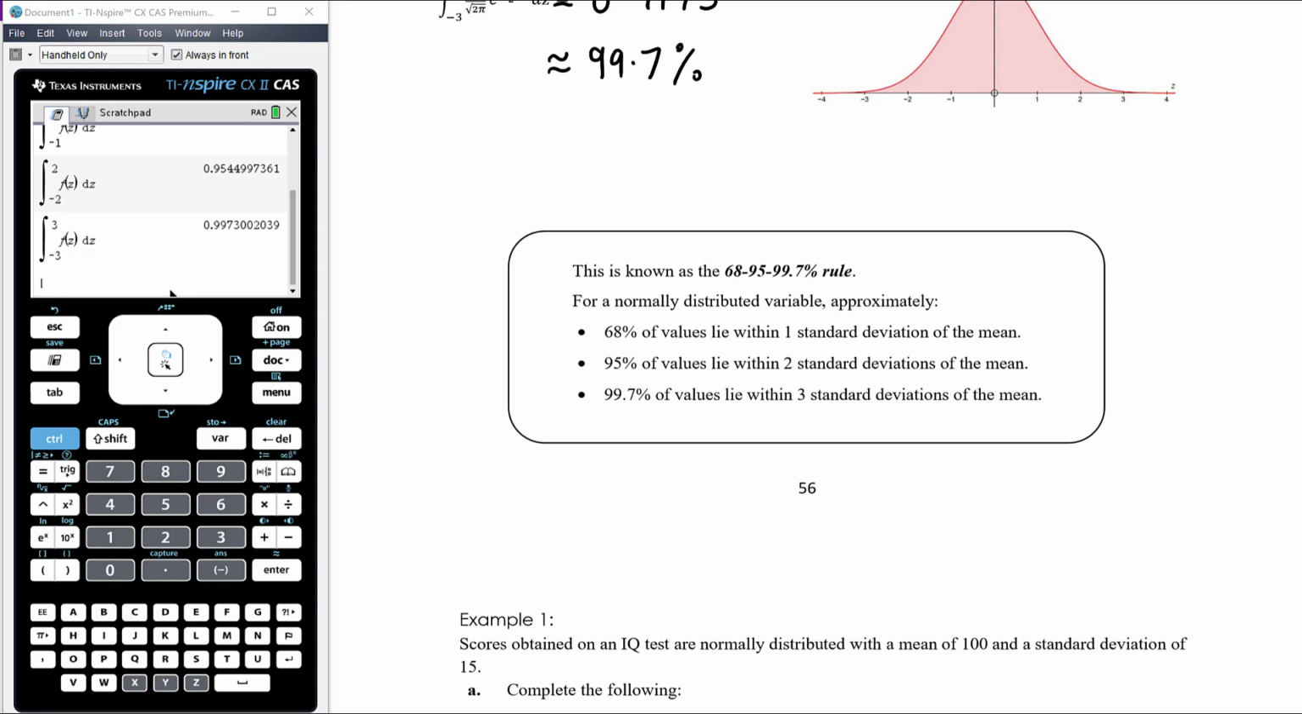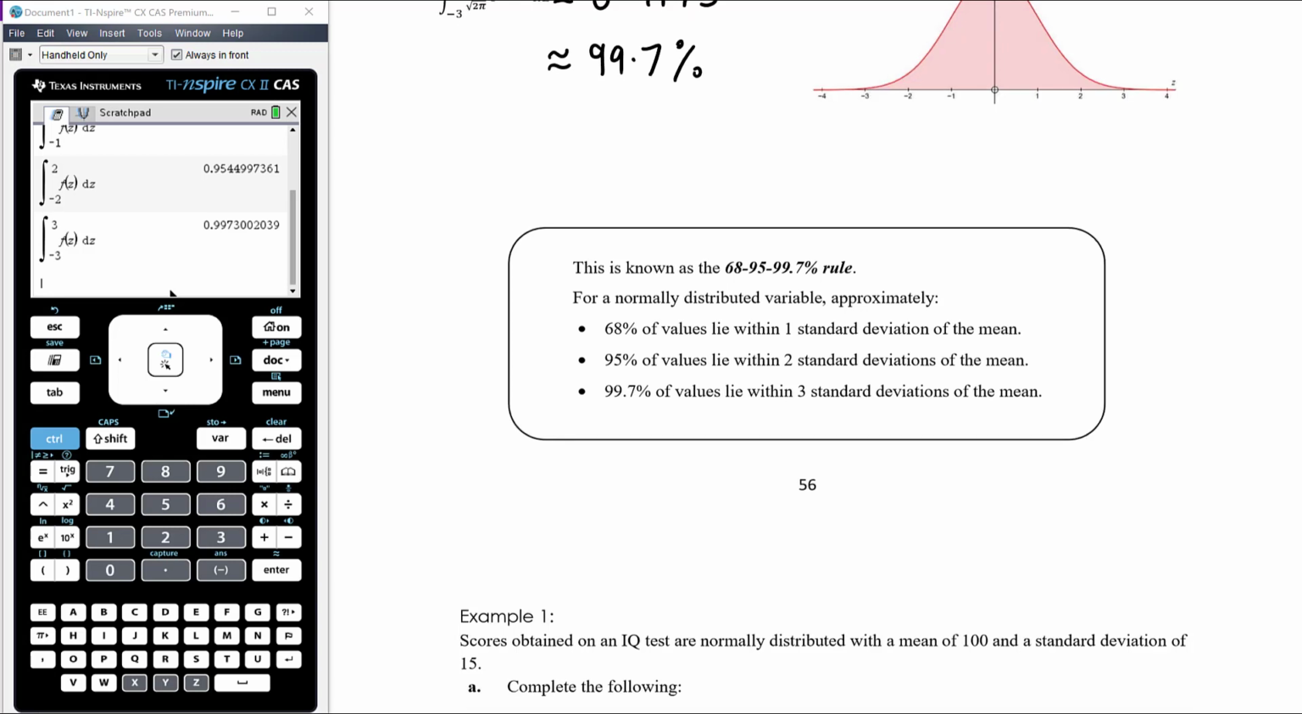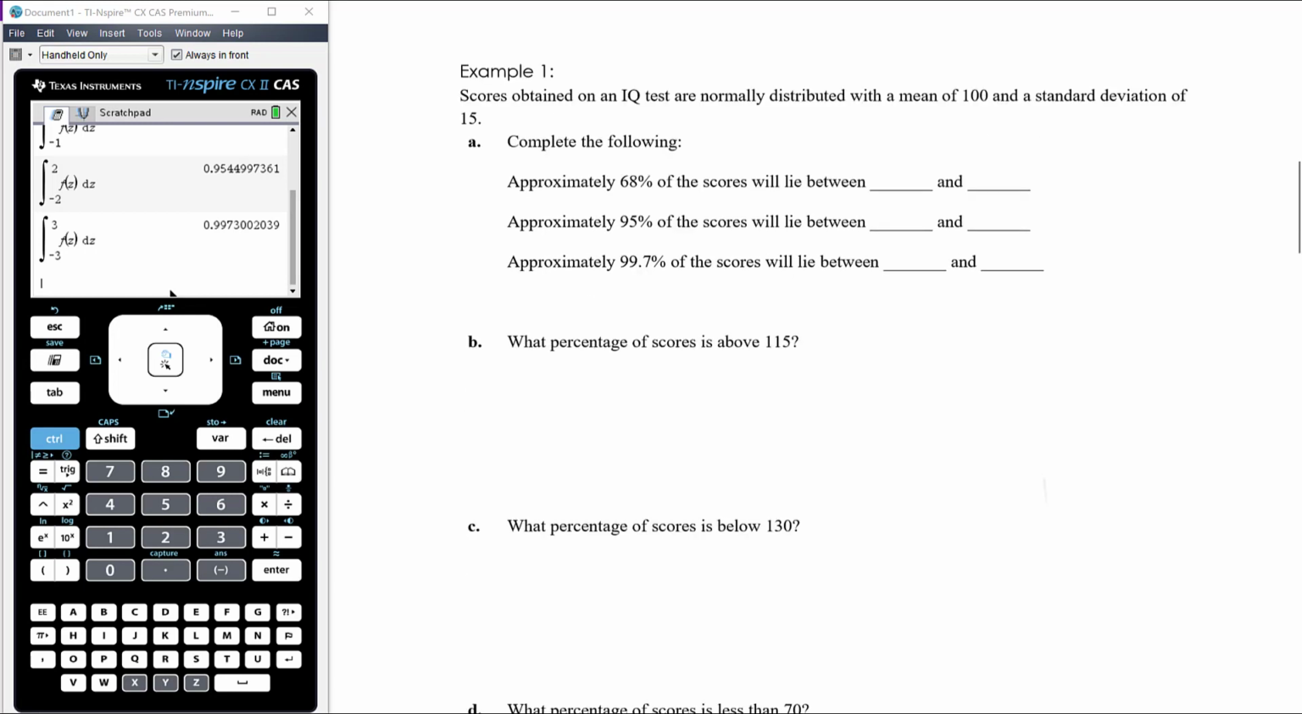Again, being clear about this isn't perfectly precise. They're approximations. Okay. Alright, so example 1, scores obtained on an IQ test. So we've been using this example as we've worked through, so we've got these numbers to hand, are normally distributed with a mean of 100 and a standard deviation of 15.